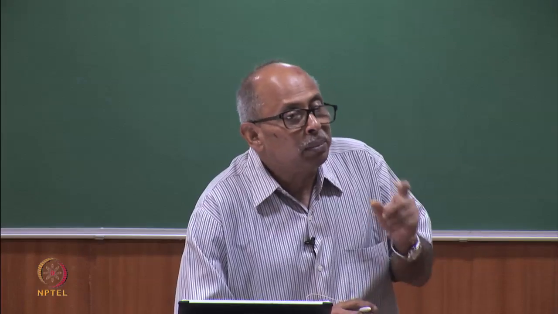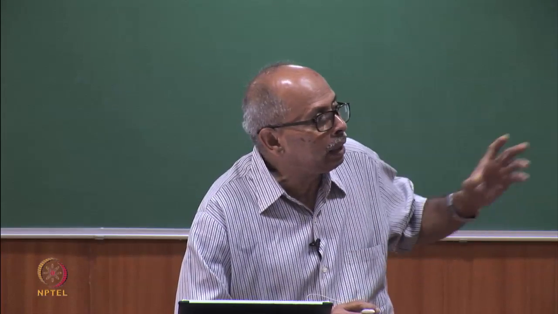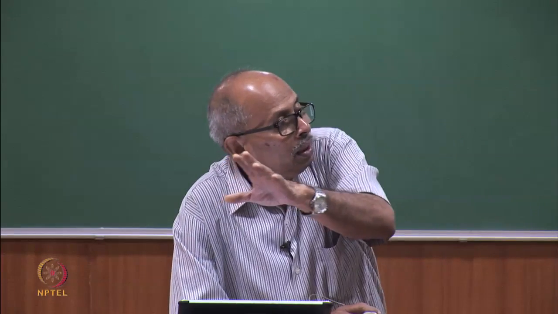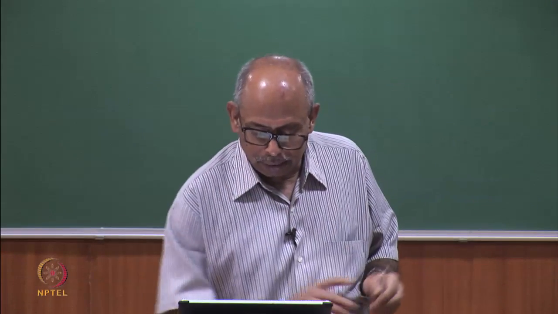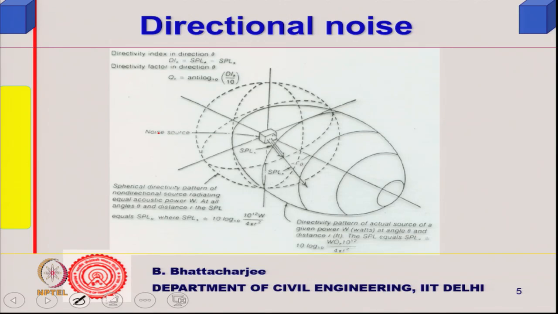Machines are very much directional. For example, the noise that you get behind the jet engine in an aircraft is much higher than if you are on the side. So Q is called the directivity factor, and noise sources are directional, and you define it something like this.